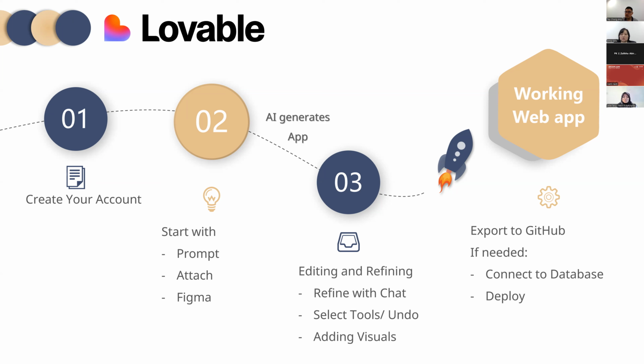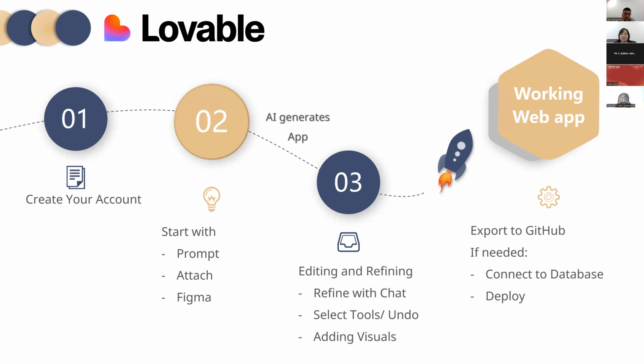Okay, so after stage 2, the AI will generate the apps for you. It's either web or apps. And then stage 3 is you can do editing and refining. So how do you refine it? You can refine it using chat. They provide an agent for you. You can chat and then edit it. Or you can use the select tool, and then you can also undo to a previous correction or action. And then lastly, you can also add visuals or images.